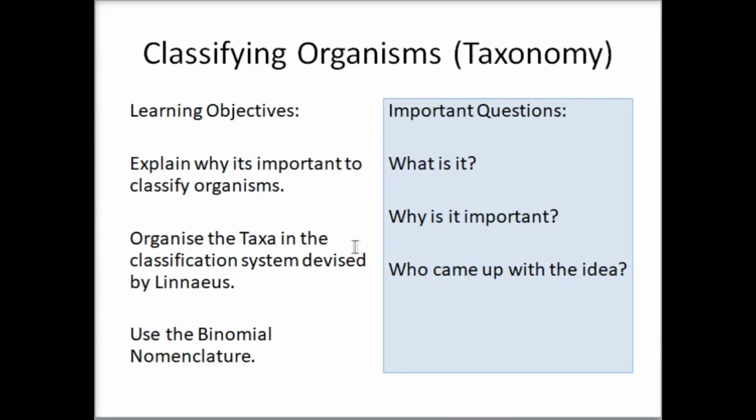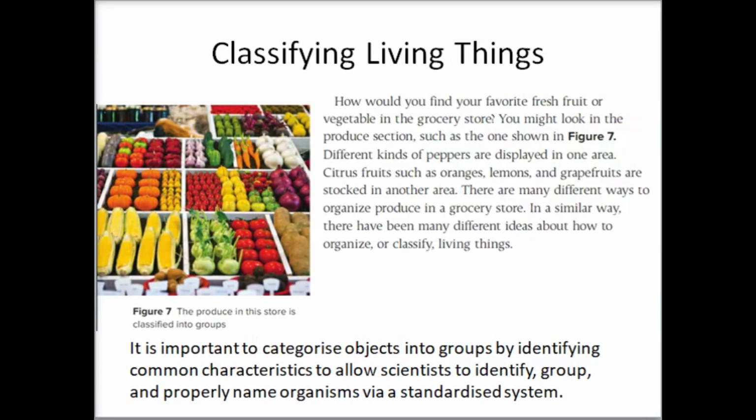Now, if you go here, why is it important? This is actually written down here on this PowerPoint, and I'll just read it out for you. It is important to categorize objects into groups by identifying common characteristics to allow scientists to identify, group, and properly name organisms via a standardized system. And it gives you a nice little picture here of vegetables in a supermarket. And I'll run with this idea for now.